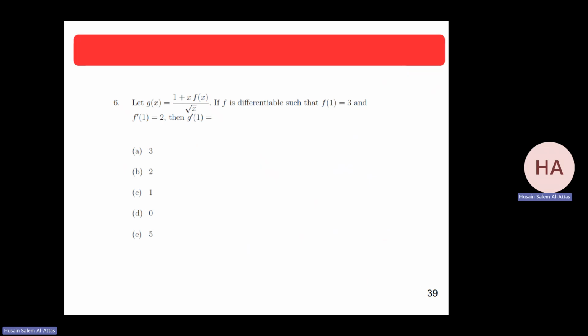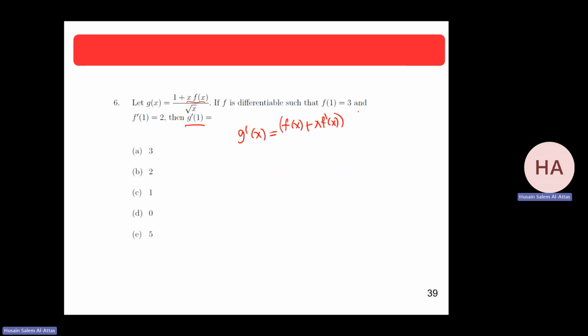1 plus x f of x over square root of x, if it is differentiable, then g prime at 1. So g prime at x, I have the derivative of the numerator, which is, I have product rule here, so it will be f of x plus x f prime at x.